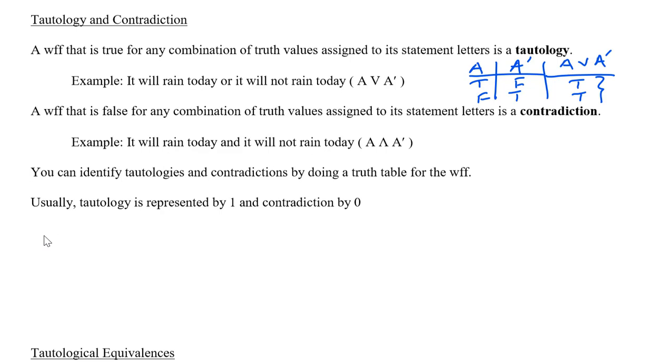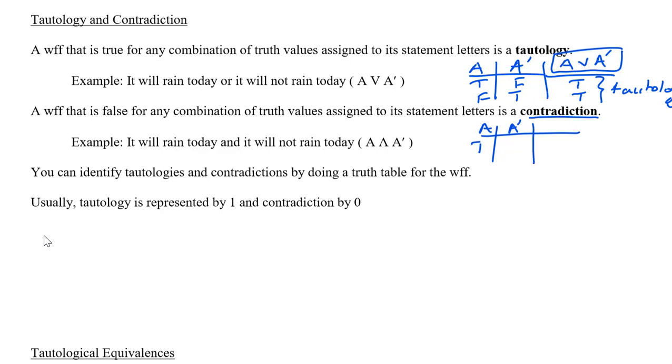When a statement is always true, we call it a tautology. Sometimes you'll be given a statement and they ask you, is this a tautology? Or is this a contradiction? And a contradiction basically is when every entry is false.